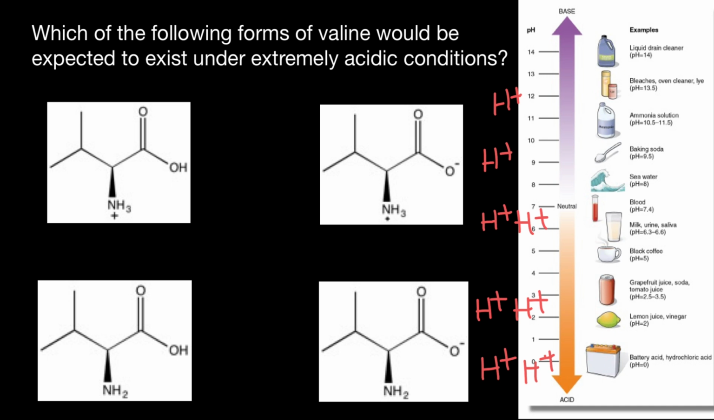So if we compare neutral blood with, for example, lemon, let's count 1, 2, 3, 4, 5. So this is going to be 100,000 times more protons or hydrogen ions at pH 2 than at pH 7.